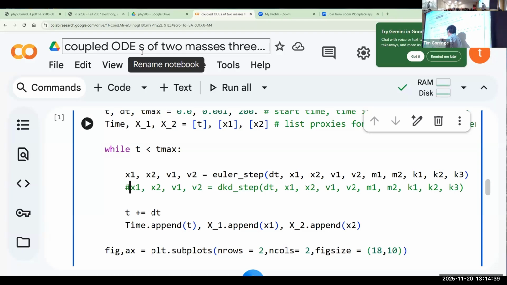I'll store the new positions and new velocities. Sorry, I'll store the new positions in the position list here, along with the time in this time list here. So this is where I build up my proxies for independent and dependent observables. And then I'm just going to do some plotting.